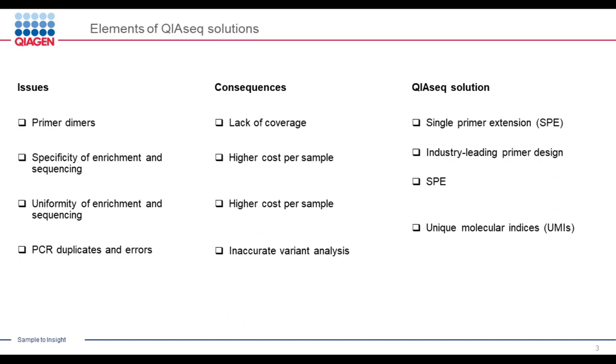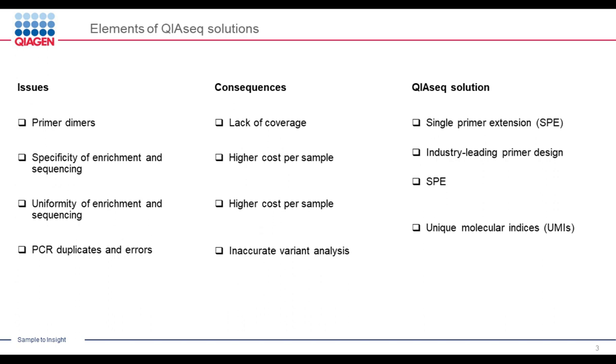And basically, to overcome the issue of specificity and a higher cost per sample, we've built industry-leading primer designs that allow us to achieve a very high degree of specificity across the regions of interest. And in order to also overcome the issue of uniformity, we're incorporating single primer extension approaches for enrichment that will allow us to achieve a higher degree of uniformity, as you will see in subsequent slides as well.